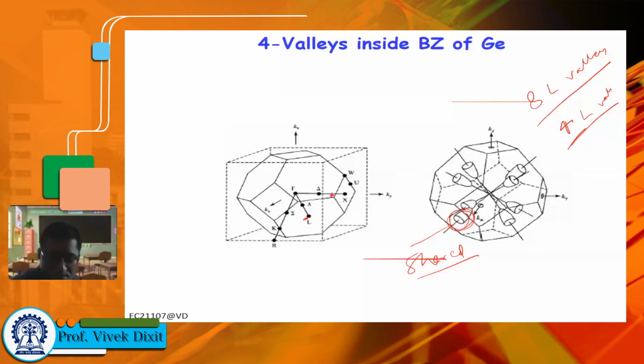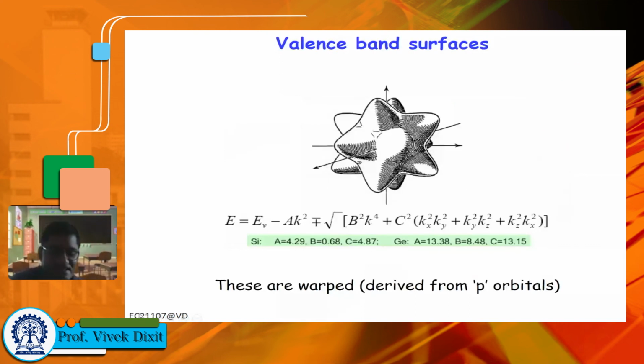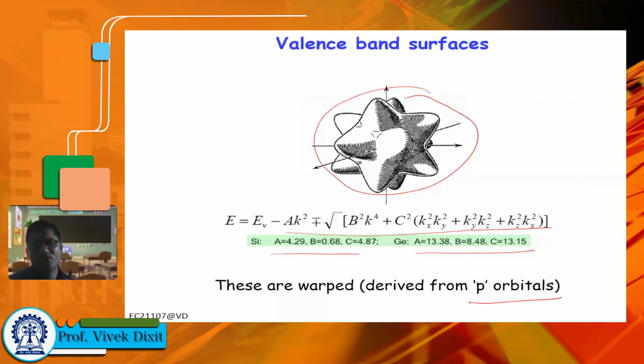Now this is for the conduction band. Now the valence band looks more complicated, right? So this is a valence band surface, and it is given by some complicated equation here, where these parameters are listed for silicon and germanium. Because they are derived from p orbital, they are more complicated. We will not go into it, but this is just to give you a complete picture how these valence band and conduction band surfaces look like.